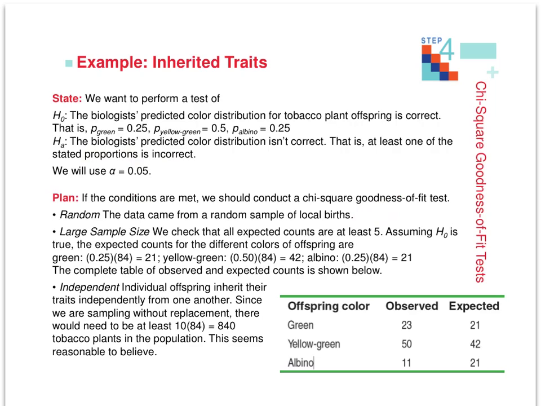It was random. All the expected counts are greater than or equal to 5, because they're here. And then independent: individual offspring inherit their traits independently from one another. And then this is an experiment, so they're also saying that since we're sampling without replacement, because they're not putting the things back into the mix, then it meets this condition. Okay? Either of those actually would be fine.